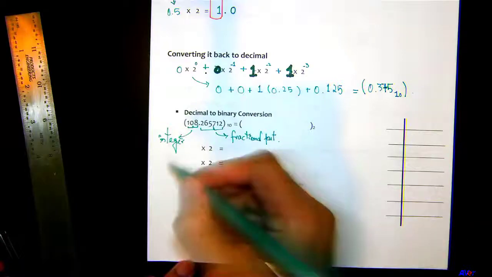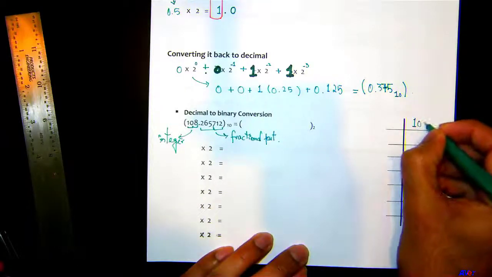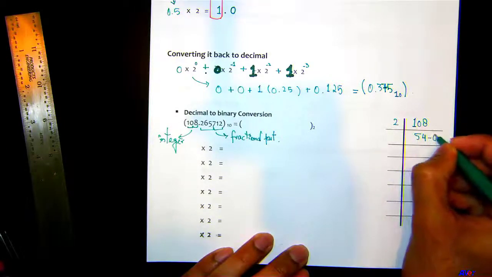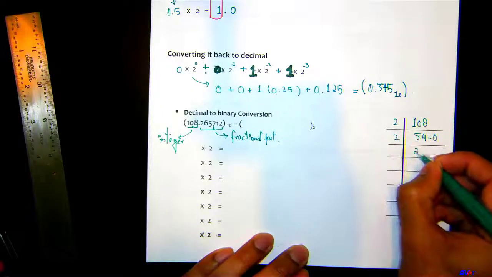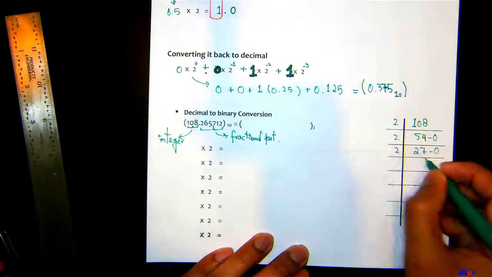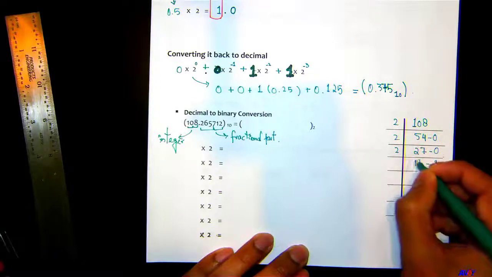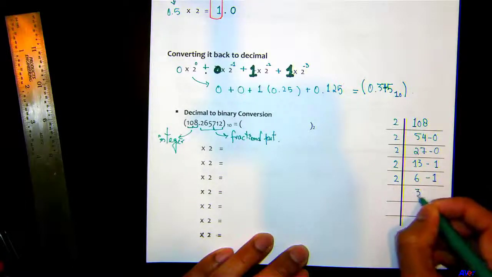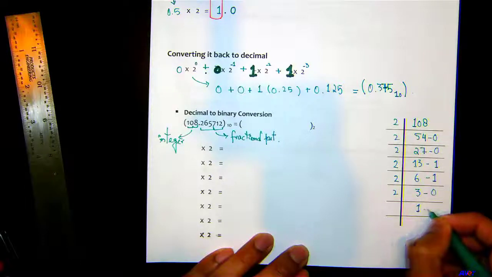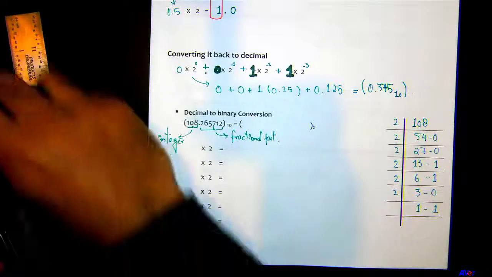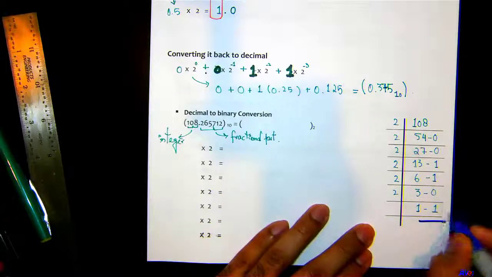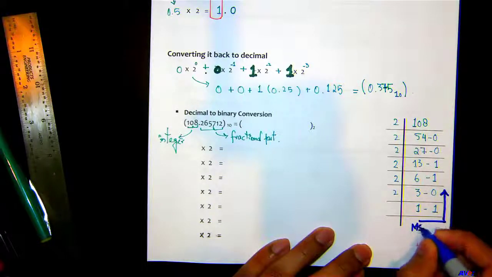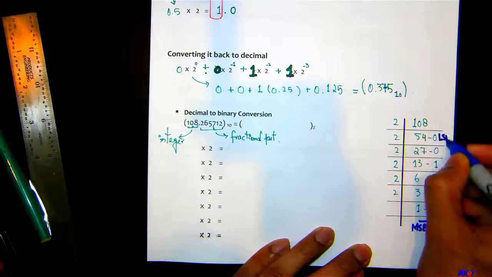Okay, all right. I'm going to start with the integer part first, 108, successively dividing it by 2. So 2 times 54 is 108, remainder is 0. 2 times 27 is 54, remainder is 0. 2 times 13 is 26, remainder is 1. 2 times 6 is 12, remainder is 1. 2 times 3 is 6, remainder is 0. 2 times 1 is 2, remainder is 1. Okay, and we go from bottom to top, right? This being your most significant bit right here, and this being your least significant bit.